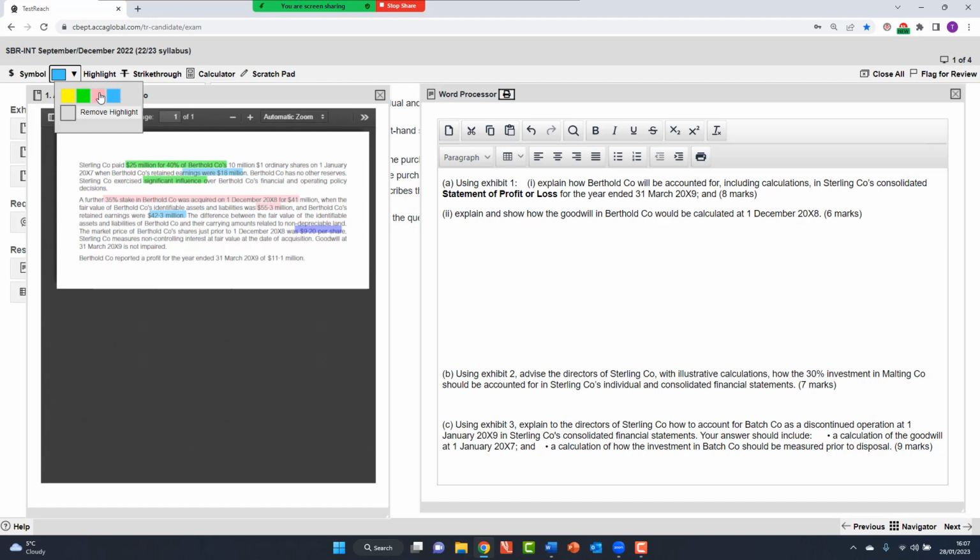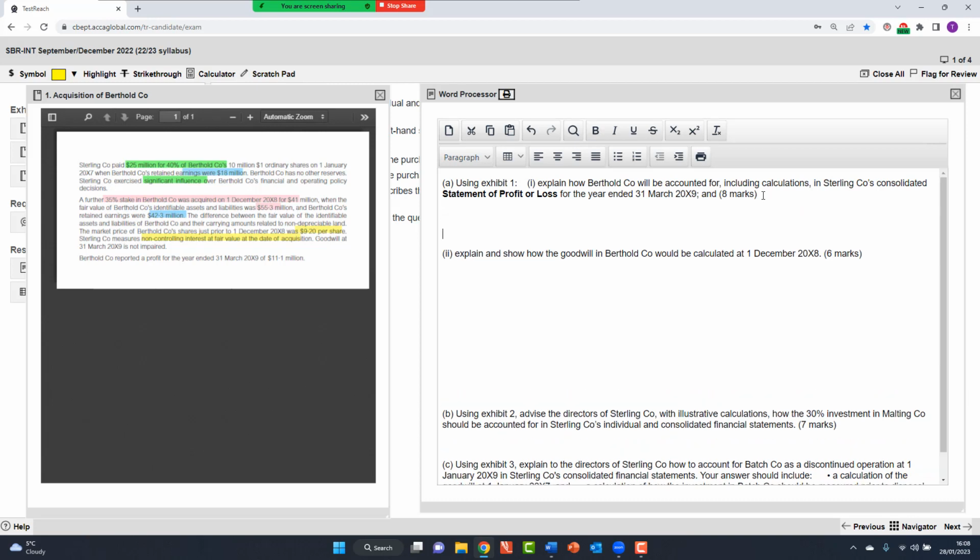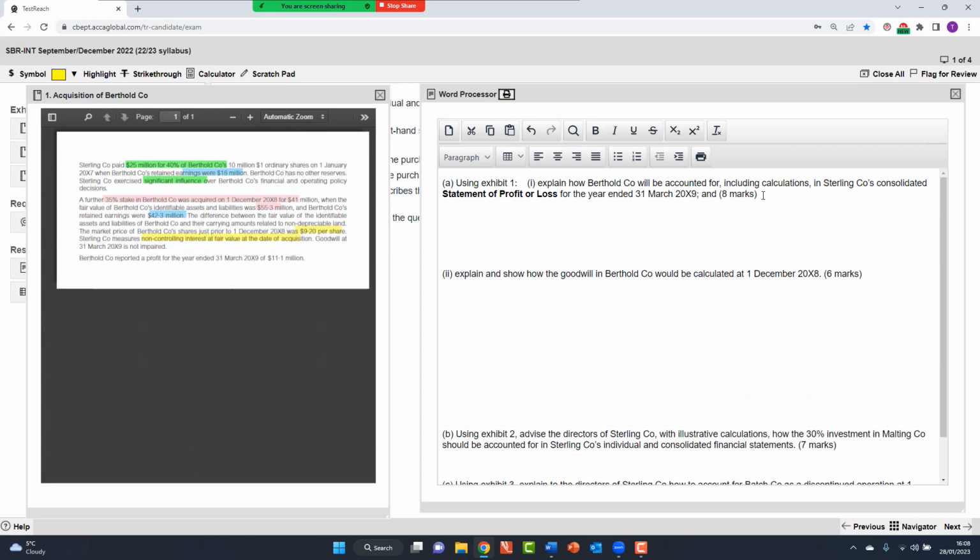Now, the market price of the share at 9.2 is at the date of acquisition, and that is relevant because we're measuring NCI at fair value at the date of acquisition. So, you need to read the question and you need to read the requirement in order to be able to answer the question. Now, what is the requirement again?